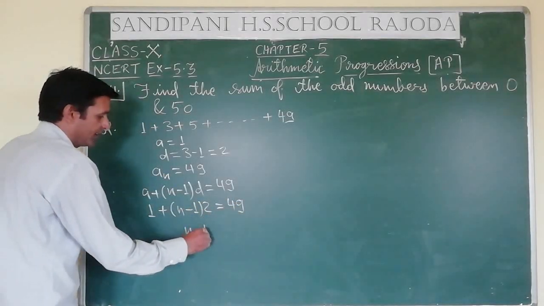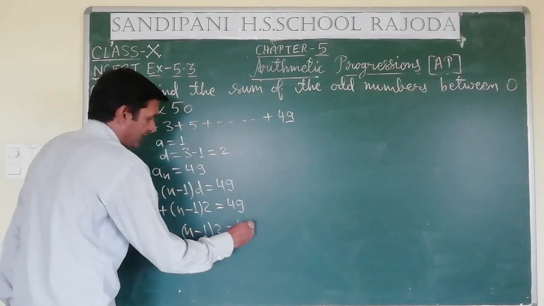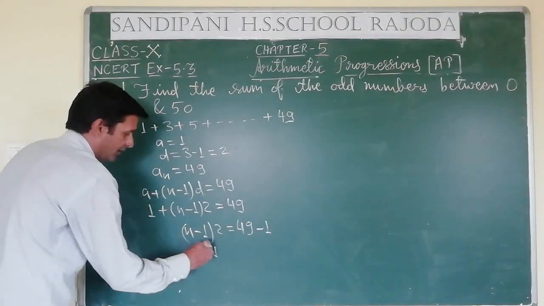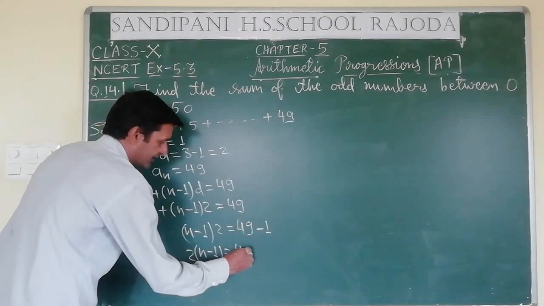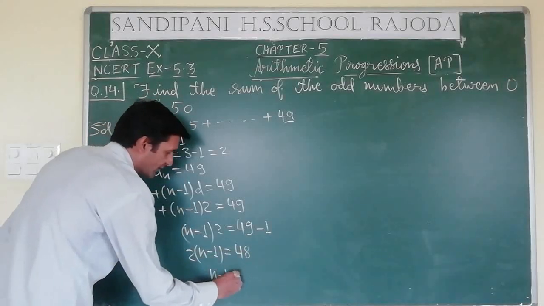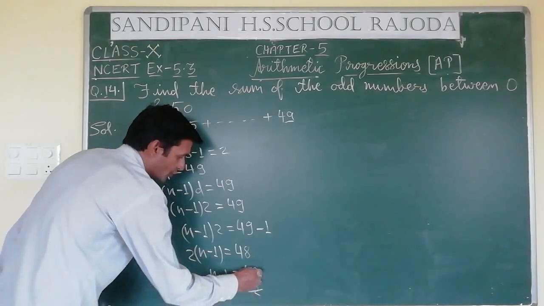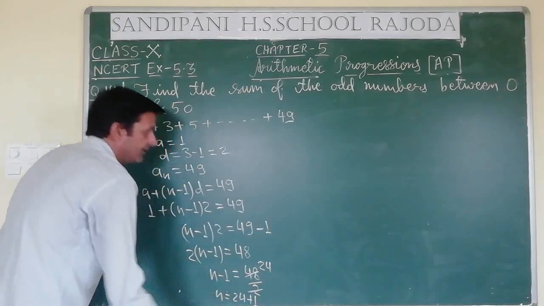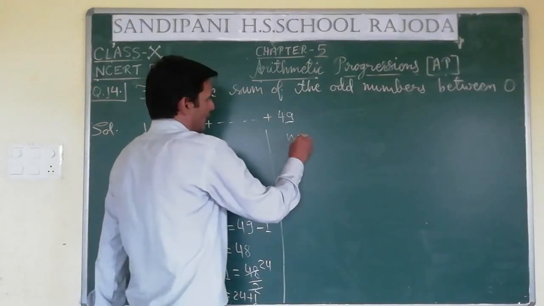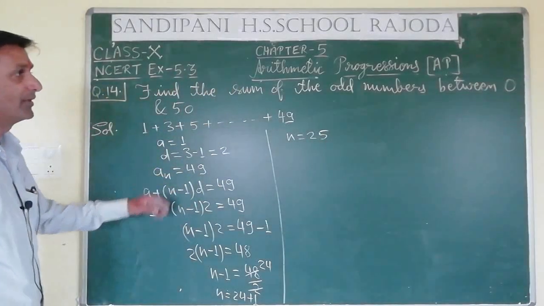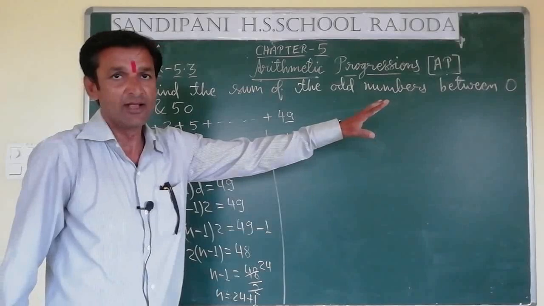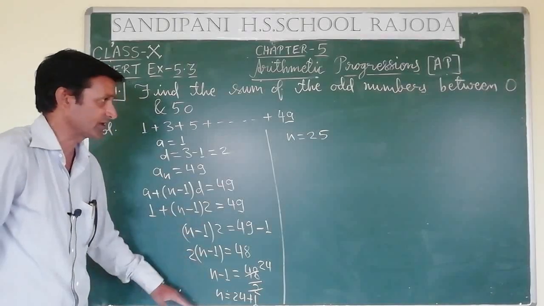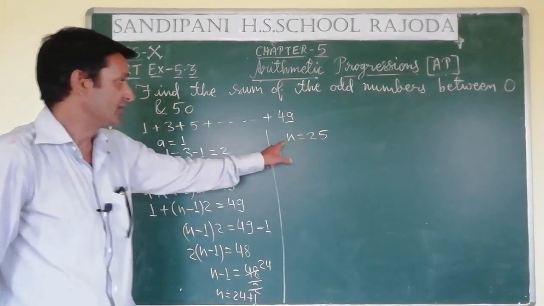Now n minus 1 into 2 is equal to 49 minus 1, that is equal to 48. So n minus 1 into 2 is equal to 48, or n minus 1 is equal to 48 upon 2. So 2 4s are 8, 24. So n is equal to 24 plus 1. So n is equal to 25. And that we can simply understand, because 50 terms are there and between 50, 25 are even and 25 are odd. But here it is the proper process for finding out the value of n. So n is equal to 25.